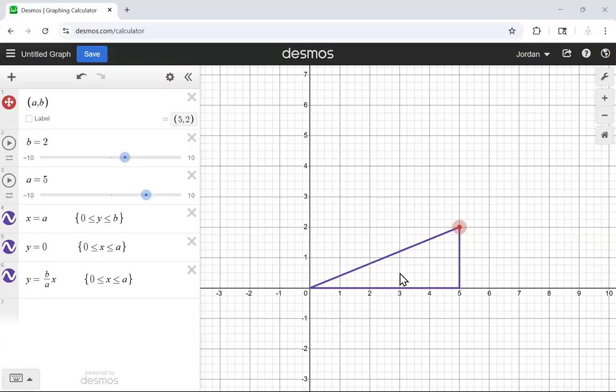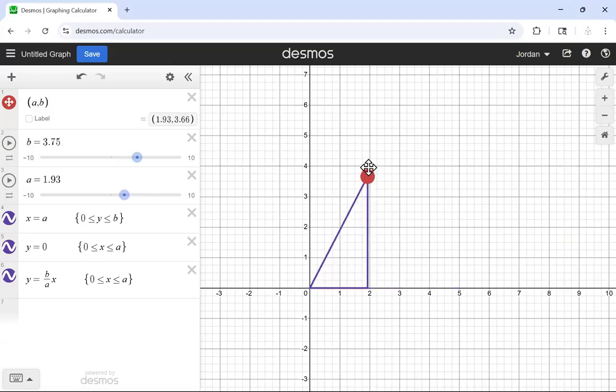So SOHCAHTOA gives you that, and then obviously we have the Pythagorean theorem, which says on a right triangle, the first leg squared plus the second leg squared equals the hypotenuse squared. So we have that as well. And if I want to write this point, no matter where it's located, you can move this around anywhere you want.